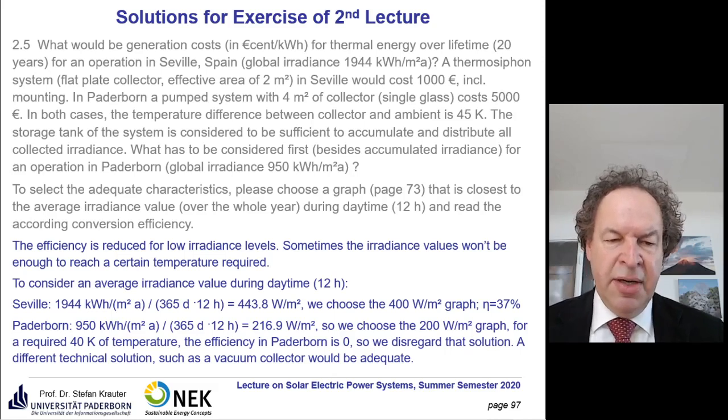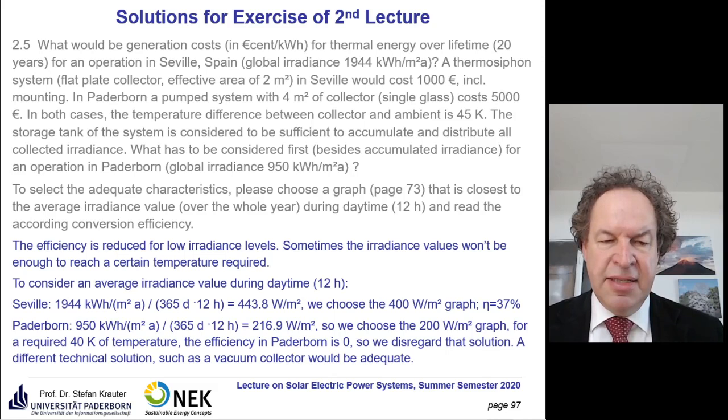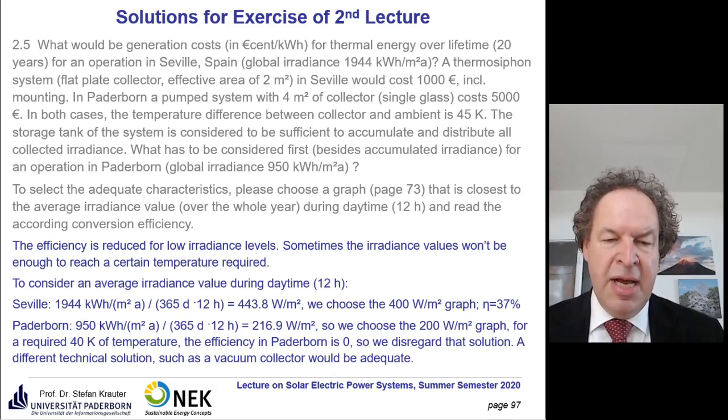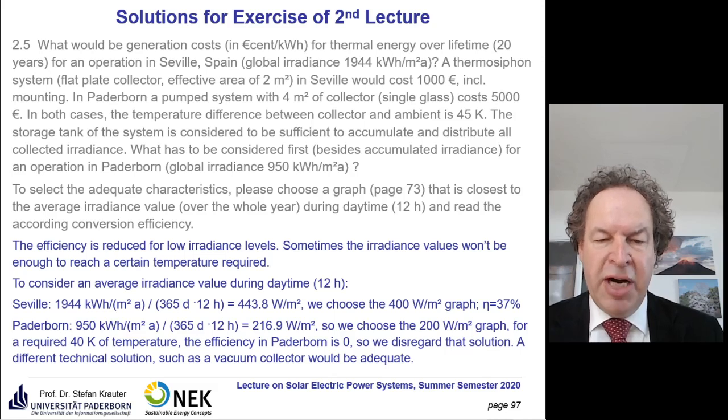The yearly irradiance in Seville is 1944 kilowatt hours per square meter per year. If we take 365 days and 12 hours, so only from the morning to the evening, we don't take 24 hours, just the daylight hours, it's about 400 watts per square meter, and then we choose the graph with 400 watts per square meter.